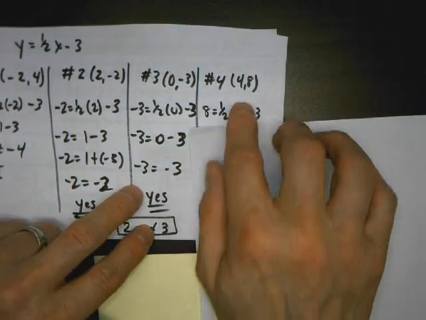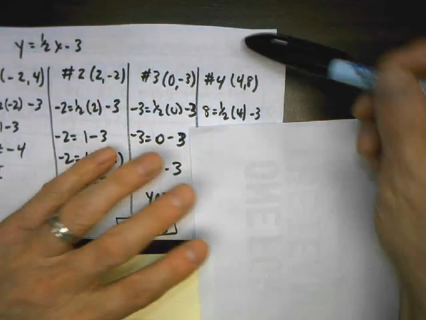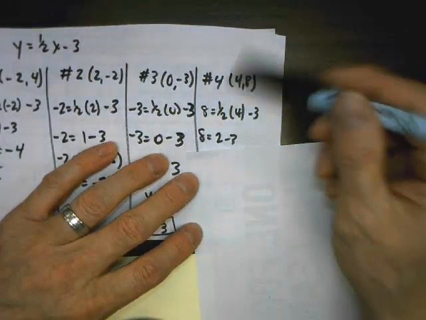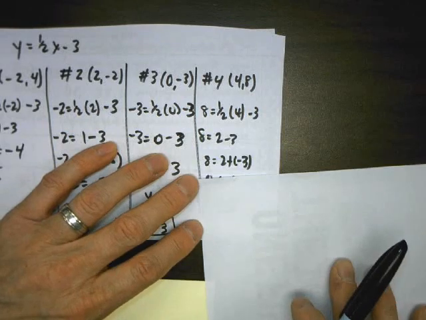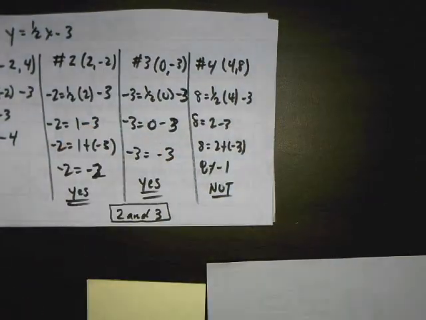Number 4, we test that. We plug it in. Put the y where the y goes. Put the x where the x goes. Simplify. 1/2 of 4 is 2. 2 take away 3 is not 8. So that's not a solution.